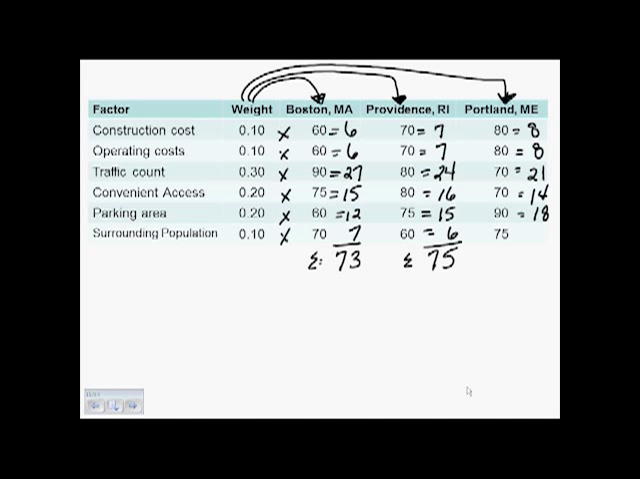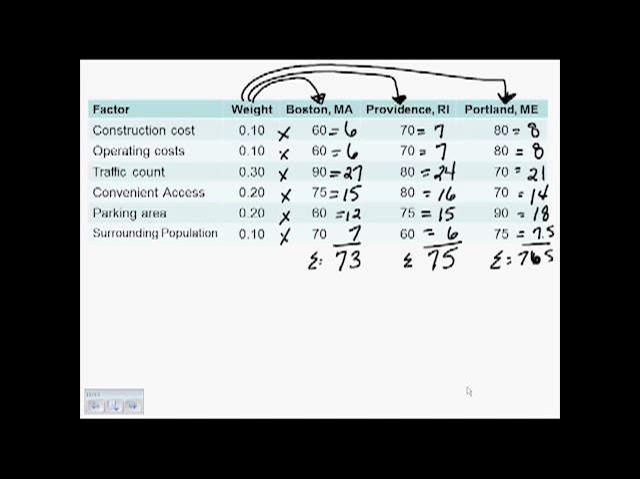And lastly, the surrounding population with a weight of 0.1. Portland, Maine received 75 points. Multiply the two together and I should have 7.5. Summing these numbers up, 8 plus 8 plus 21 plus 14 plus 18 plus 7.5, and you're going to end up with 76.5.